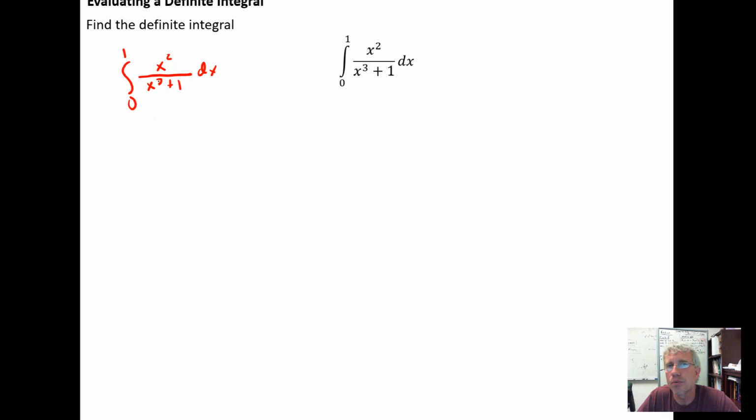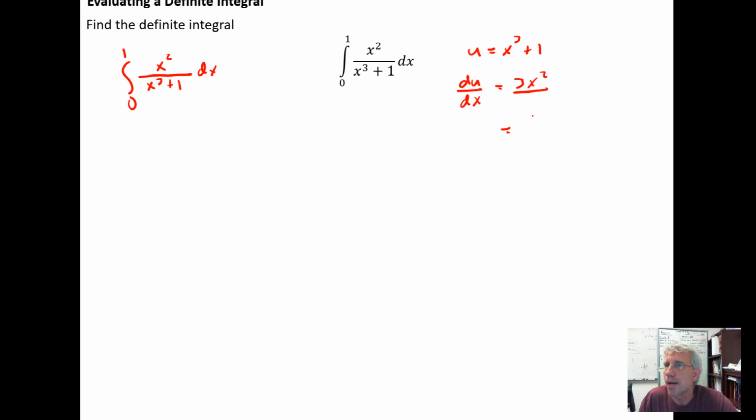And the important thing to recognize is that the derivative of the denominator varies from the numerator by only a constant. So the u substitution, u equals x cubed plus 1, is going to be sensible. Then if we take the derivative with respect to both sides, we get du dx equals 3x squared. And again, the 3x squared differs from the x squared here by only the constant 3.